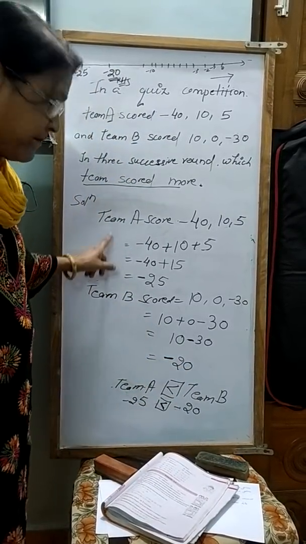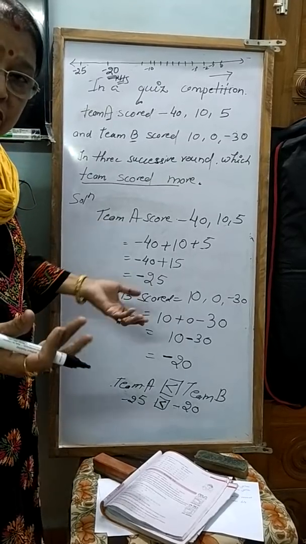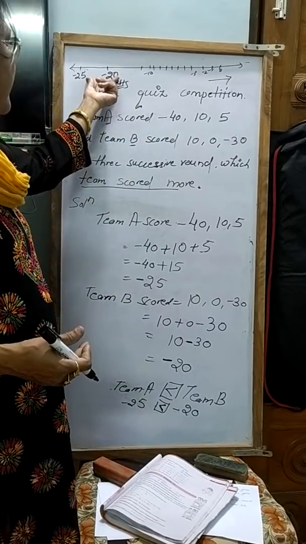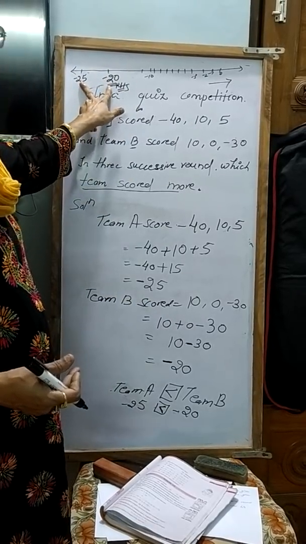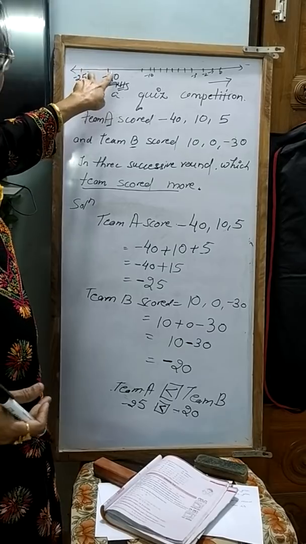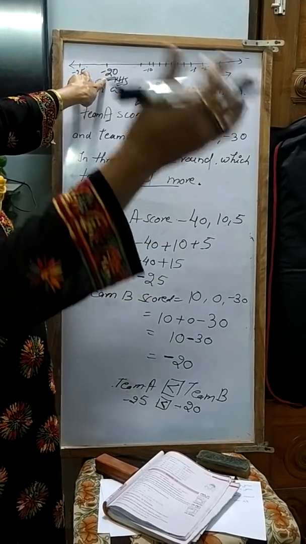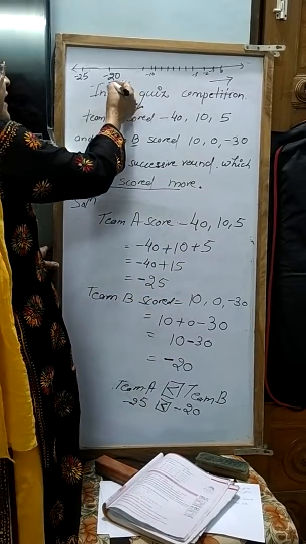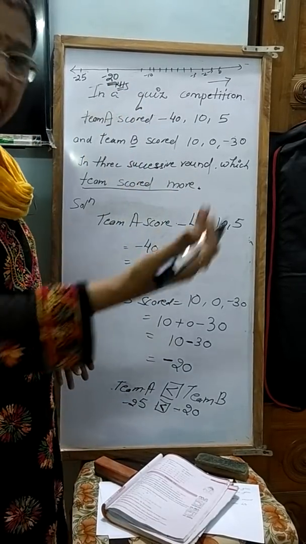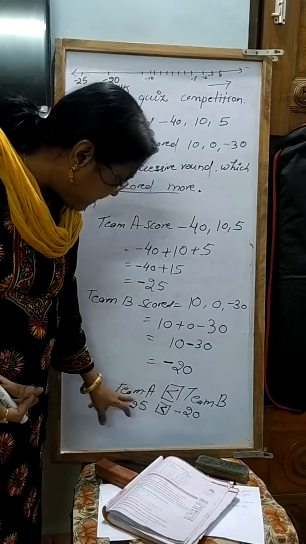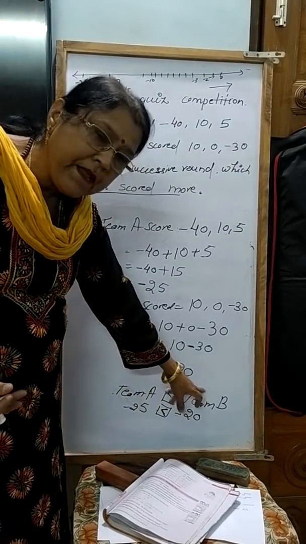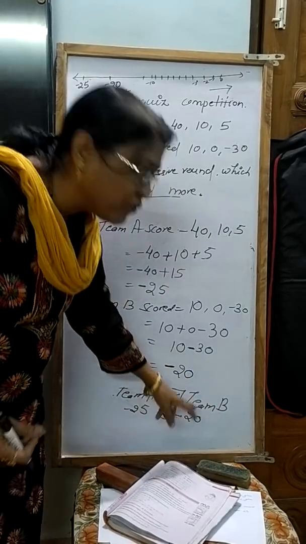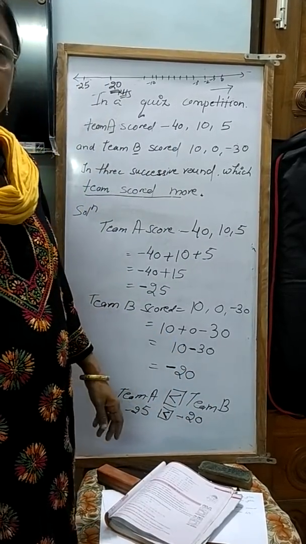यानी इन दोनों टीम में किसका स्कोर ज्यादा है? टीम बी का. ये पॉइंट बहुत ध्यान रखना कि दोनों नंबर को नंबर लाइन पे लिखो और नंबर लाइन पे लिखने के बाद देखो कि उन दोनों में कौन सा नंबर राइट हैंड साइड में है. जो नंबर राइट हैंड साइड में होगा वो नंबर बड़ा होगा. It means team A is less than team B. It means the answer is which team scored more marks? Team B scored more marks. Thank you.